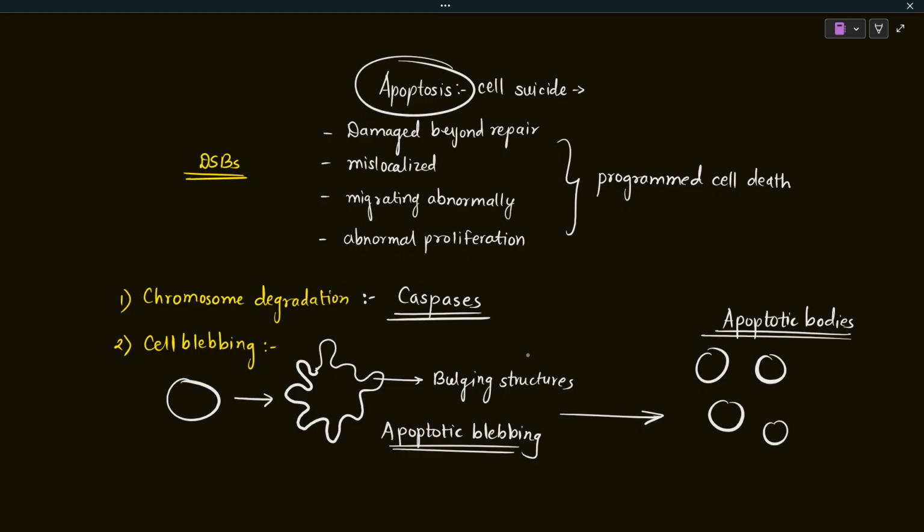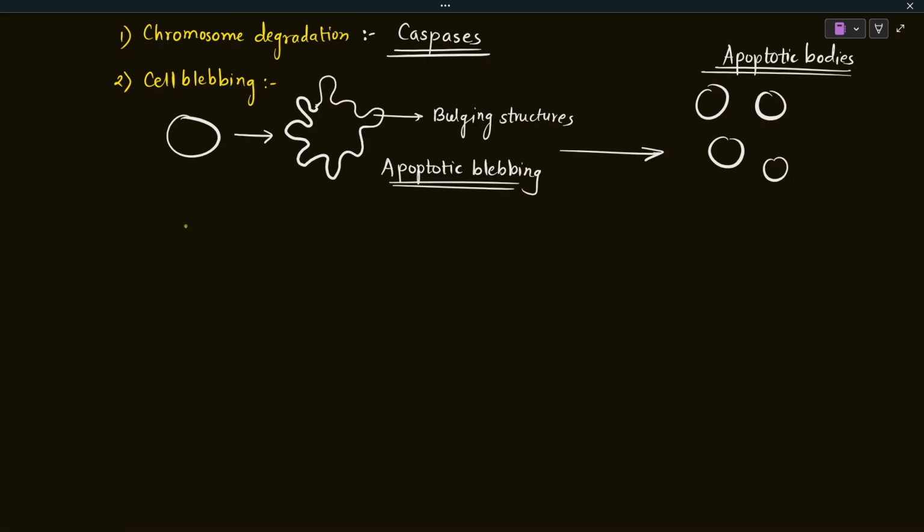So we have learned the basics of apoptosis. Now let's learn about the mechanism. Okay, so just like apoptosis is a cell suicide, there is also one more thing when the cell undergoes death, which is known as necrosis. Let's discuss the differences between necrosis and apoptosis.